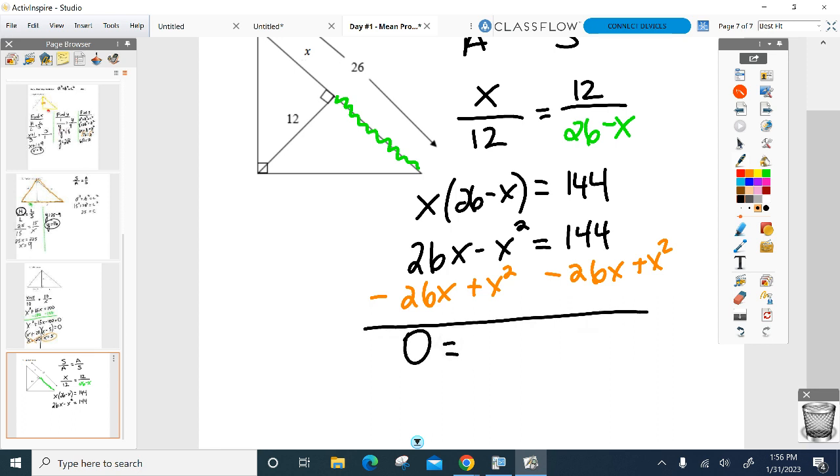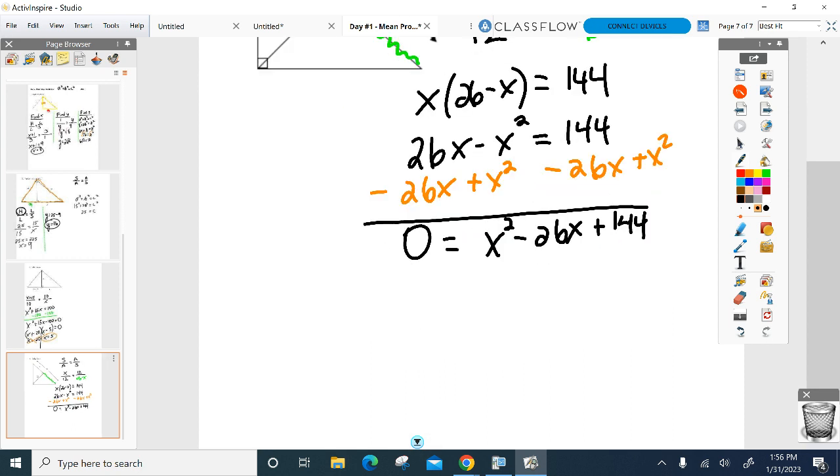0 equals, what do I have here? X squared minus 26x plus 144. And yeah, can you believe it in honors? I'm asking you to find two numbers that multiply to 144, but it'll somehow give you negative 26. Play around in that calc. They're there. It's not 12 and 12, though.